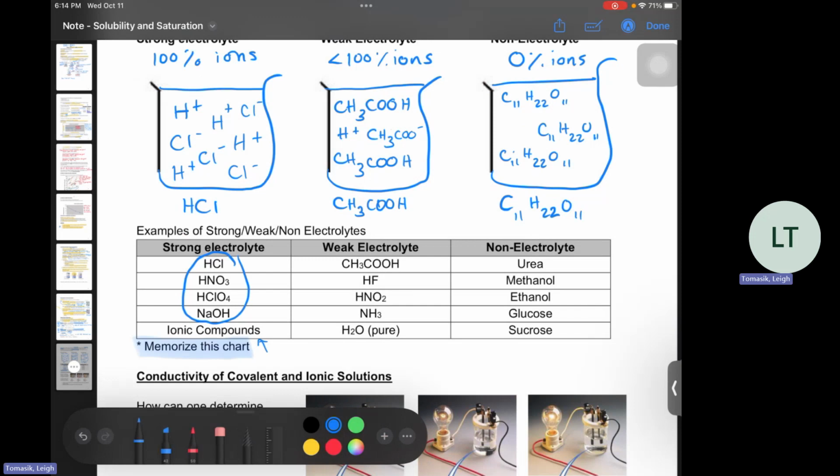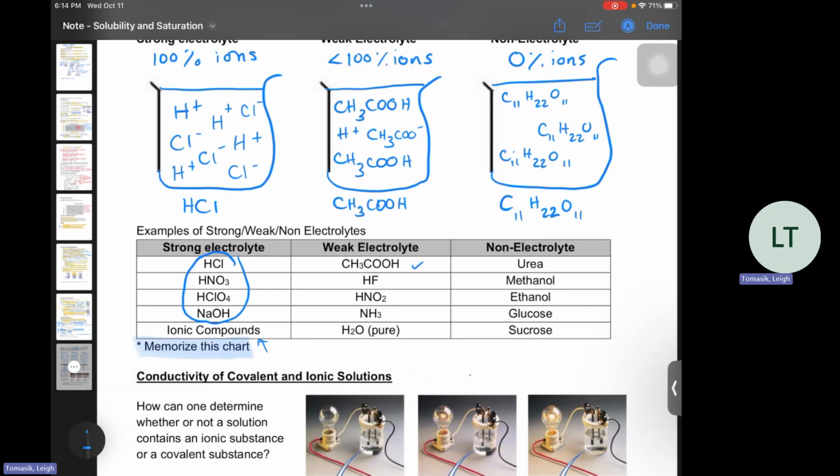Some common weak electrolytes include vinegar, acetic acid, hydrofluoric acid, and nitrous acid. So nitric acid, HNO3, is strong, and nitrous acid is weak. Ammonia, this one is very important, and water is a very weak electrolyte.